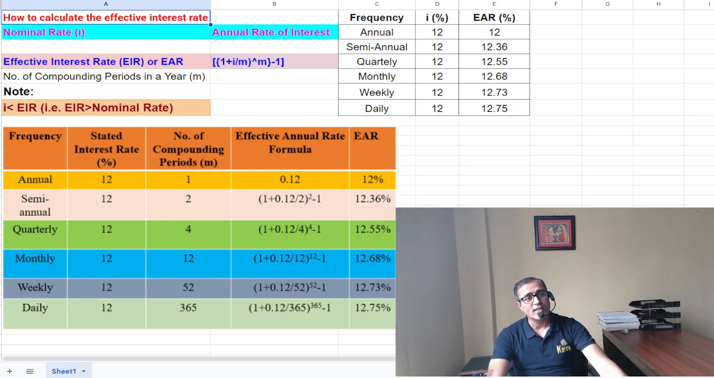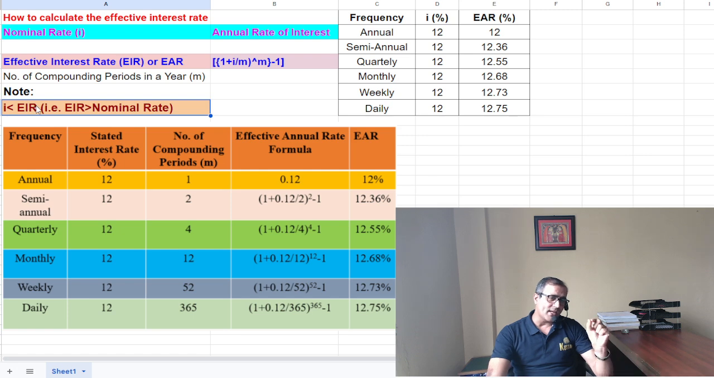Now, based on this background, let's move to the discussion, at first, on the nominal rate, which could be noted by I, the annual rate of interest, and the next one is the effective interest rate, which is also known as the effective annual rate. You need to recall this equation: 1 plus the nominal interest rate I, divided by M. In finance, M is the number of compounding periods in a year, and the whole thing to the power M, then minus 1, will provide you the effective annual rate, friends.